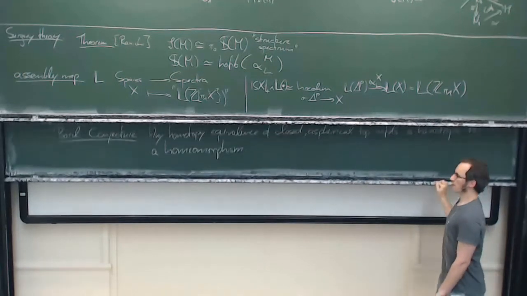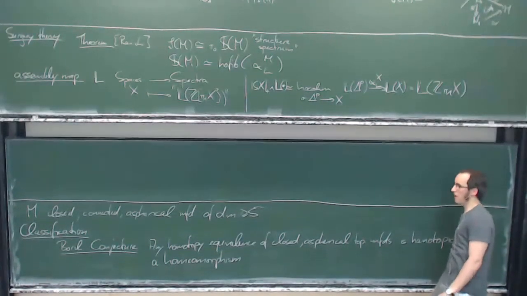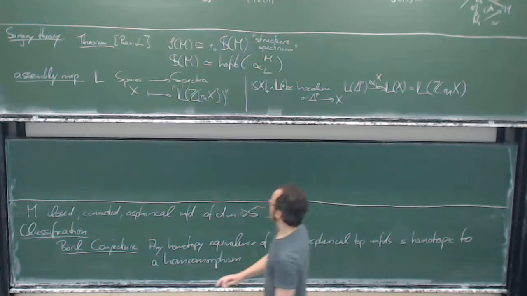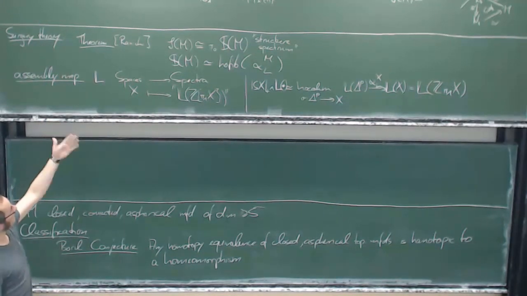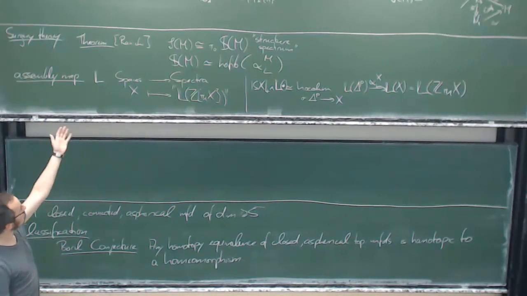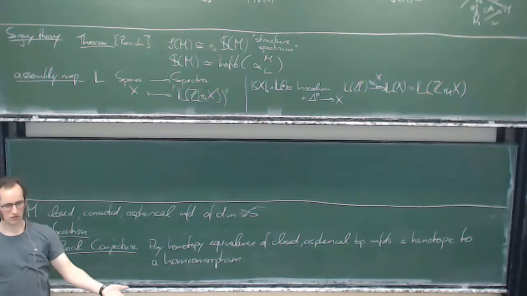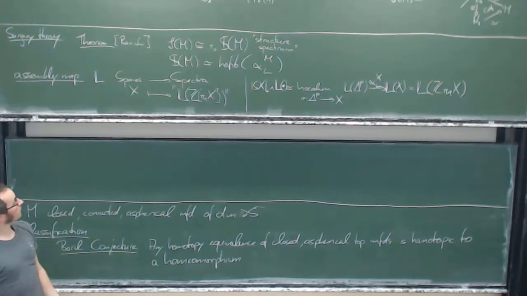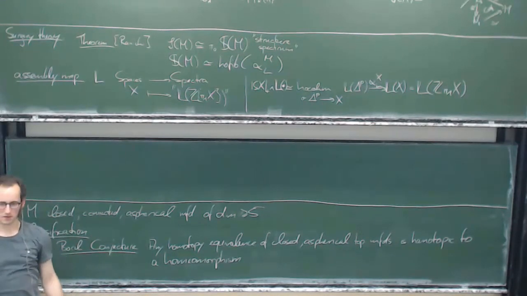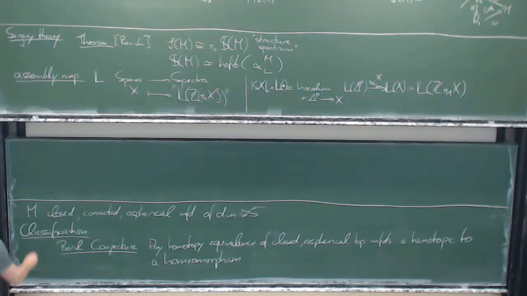So the corollary that we can derive from this is the following. We were originally asking, when we're thinking about the Borel conjecture, is pi 0 of this structure spectrum trivial? And now we have identified this structure spectrum as the homotopy fiber of this map. So one sufficient condition that ensures that the structure set is a point would of course be to say, well, this assembly map is an equivalence.